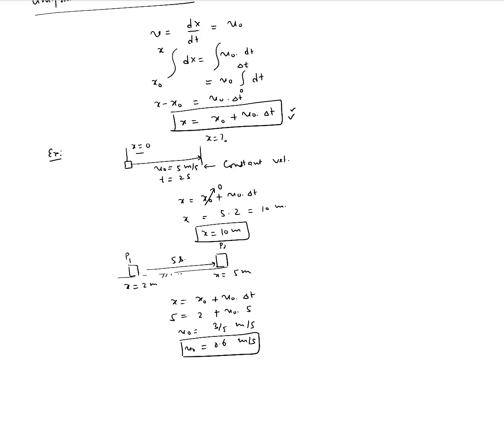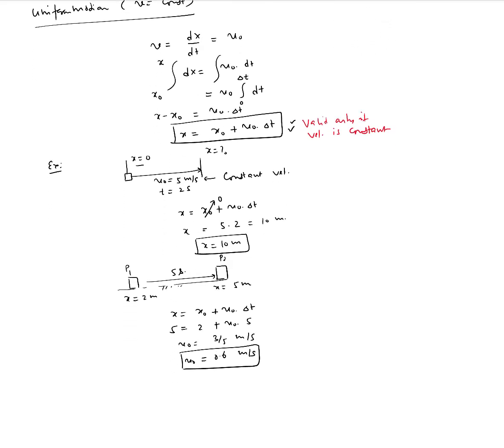However, keep in mind that this formula is valid only if velocity is constant, and that's given to you. If you don't know velocity is constant, then don't make that assumption. So this is what we call uniform motion.